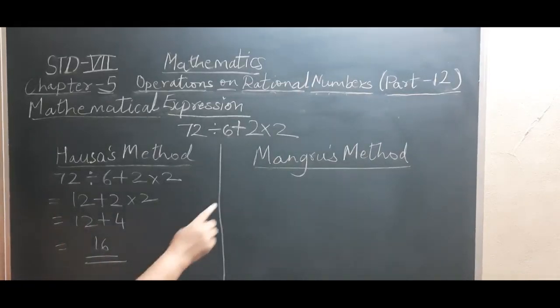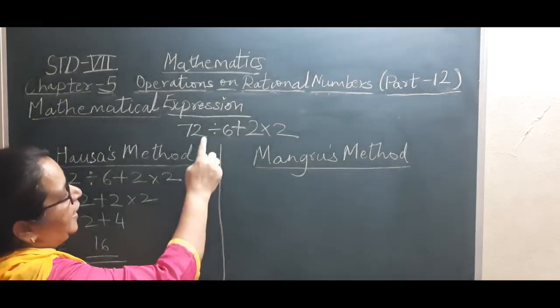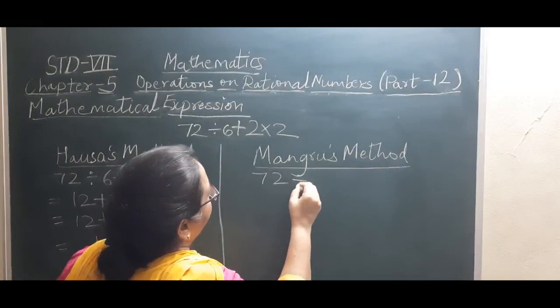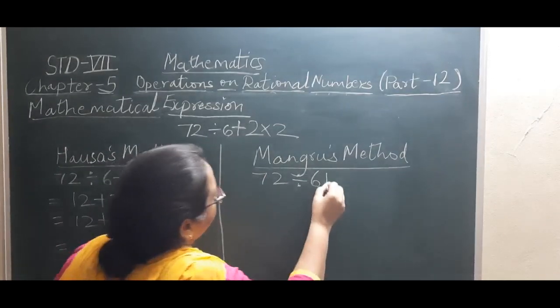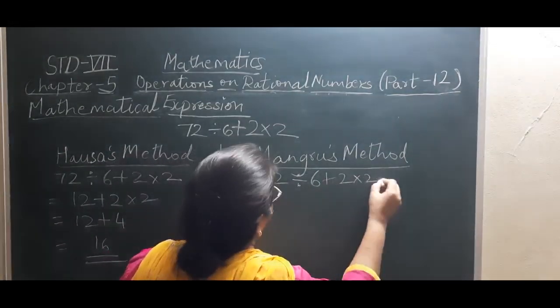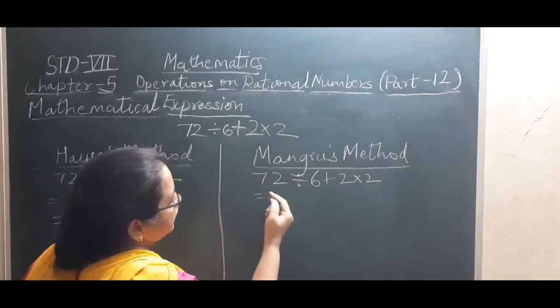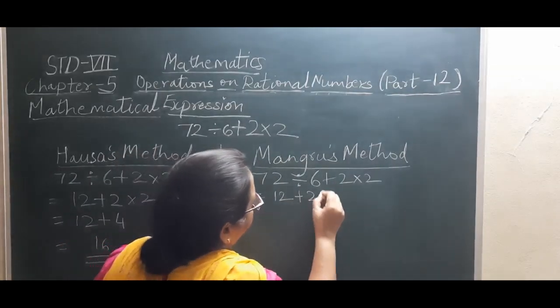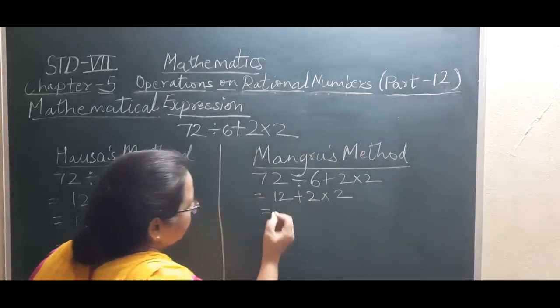Now let's see by Mangrou's method. Same example we are going to take. 72 divided by 6 plus 2 into 2. So again 6 12s are 72 plus 2 into 2. We are going to write as it is.